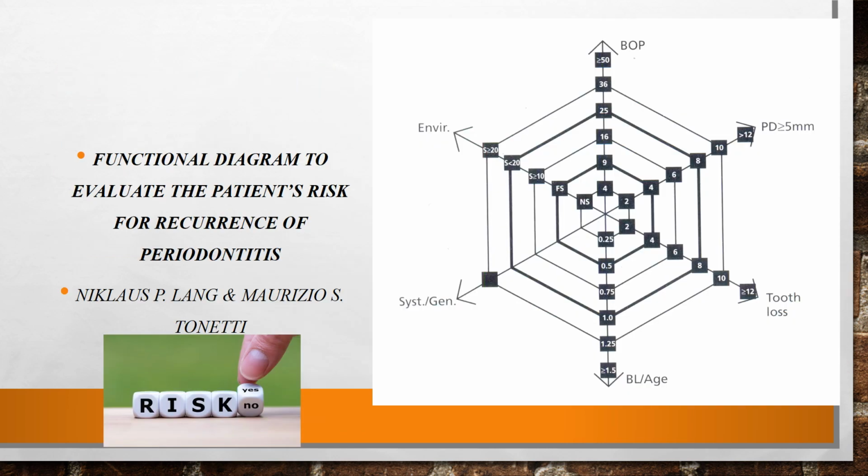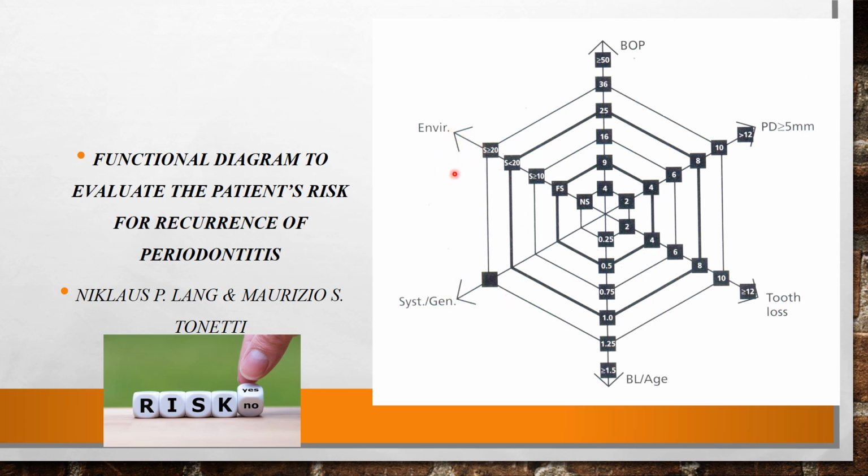So this is the functional diagram, or hexagonal diagram, developed by Lang and Tonetti. As you know, it is made in the form of a hexagon. You can see that it has 6 points, and the innermost hexagon is for low risk, and the middle darkened portion demarcates moderate from high. So these are the bleeding on probing percentage, the number of teeth with probing depth greater than or equal to 5 mm, the number of tooth loss, bone loss by age, and the presence of systemic factors and environmental factors.